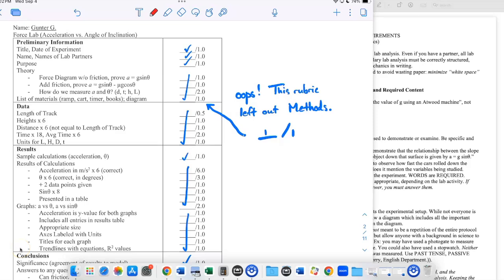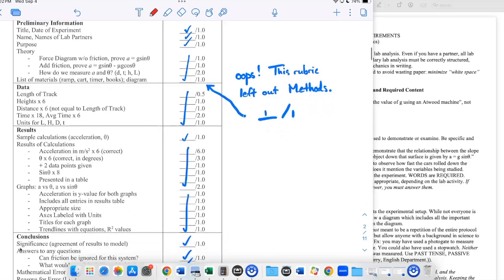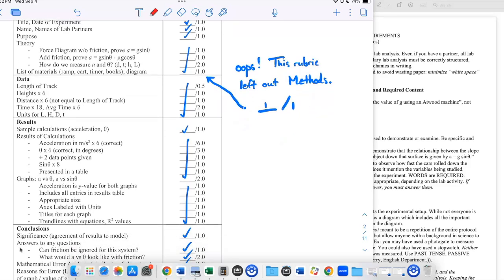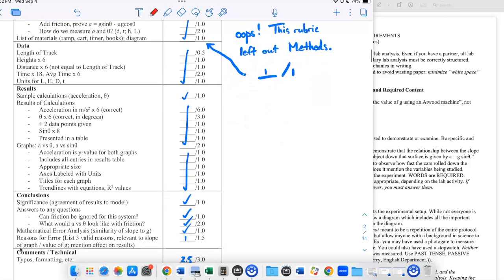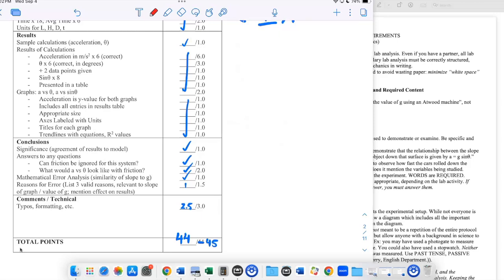So summarizing Gunter's paper then, his grade turned out pretty good. My rubric did leave off the methods section, which was an oversight on my part. So in fact, his paper should be out of 45 points, and I gave Gunter a very solid 44 out of 45. So really a very good paper in all respects.